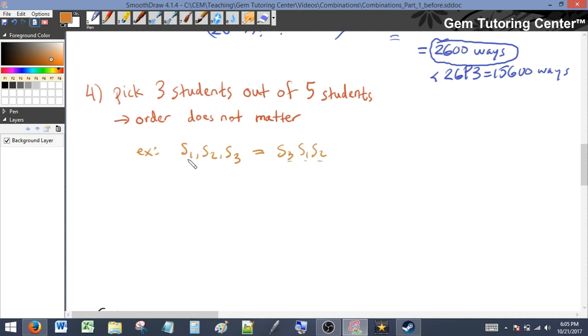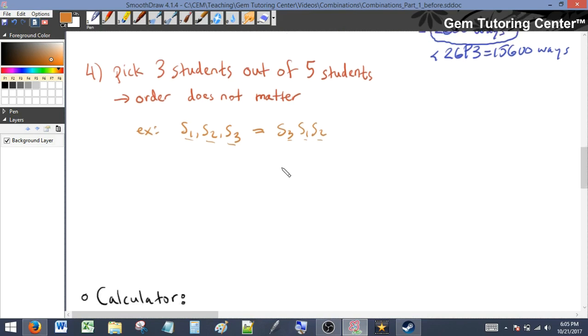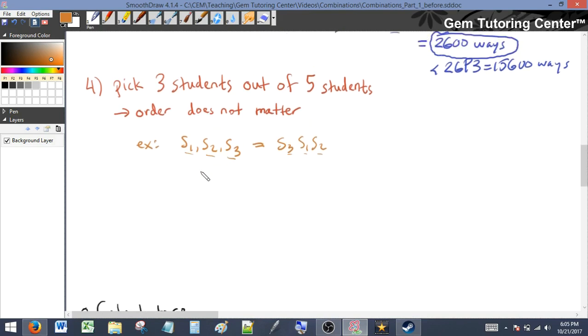I'm just drawing the ones that we picked. If we pick S1, S2, and S3, that's the same thing as S3, S1, and S2, okay? So let's use the combination notation here. First, let's figure out what n is. N is the total, so n equals 5. And r is the number that we're picking, so r equals 3.